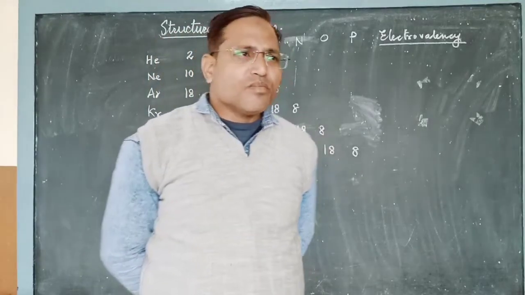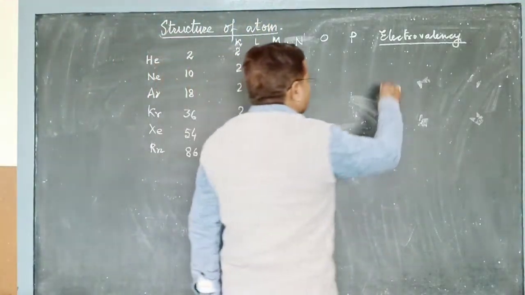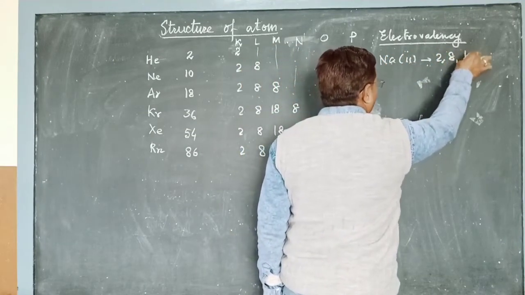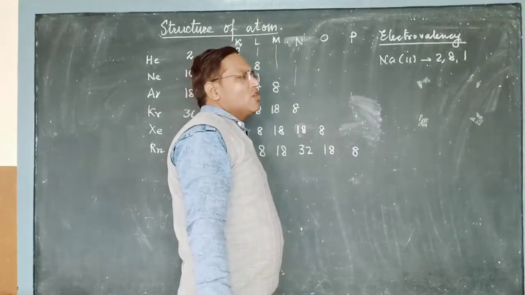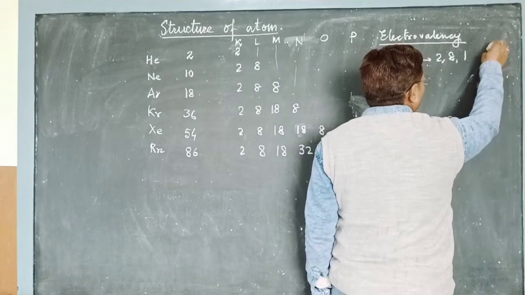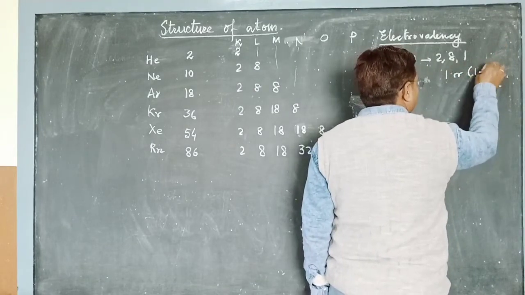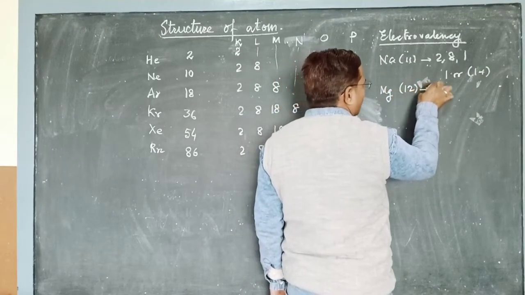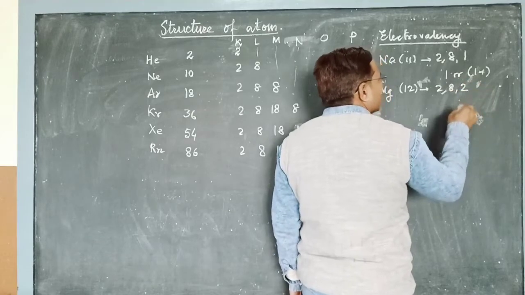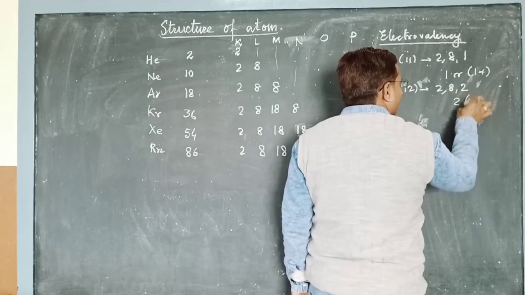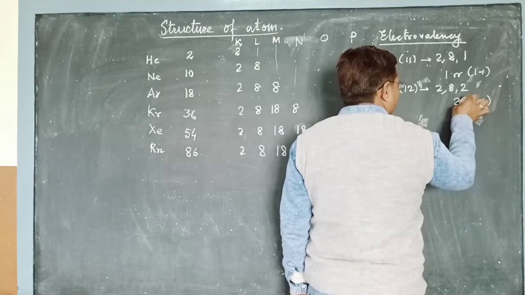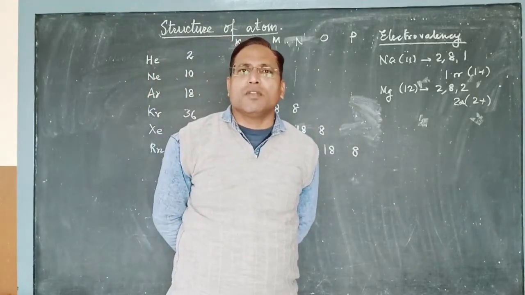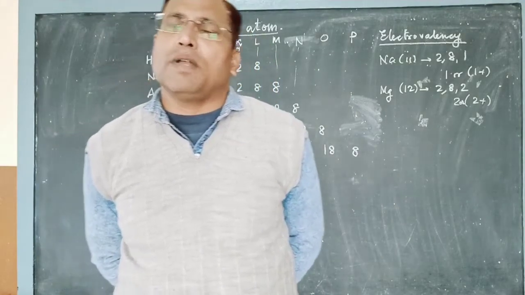For example, we have seen the case of sodium. Sodium has atomic number 11, and its electronic configuration is 2, 8, 1, so it will donate 1 electron. So its electrovalency will be 1, or you can write 1 plus. In the same way, magnesium has atomic number 12, electronic configuration 2, 8, 2, so its electrovalency will be 2, or you can write 2 plus. In the same way, aluminium has atomic number 13, so its electrovalency will be 3 or 3 plus.